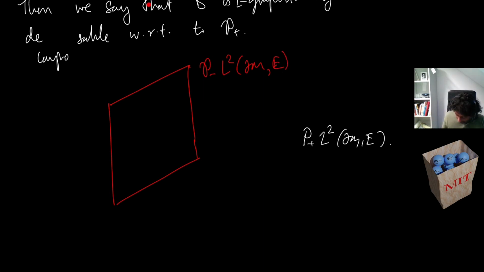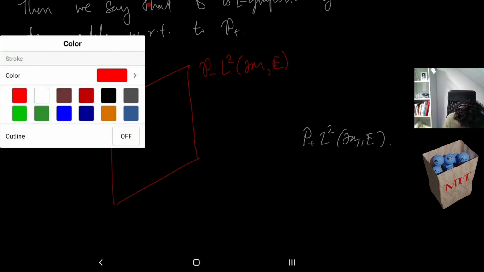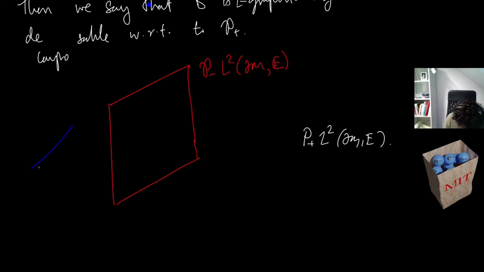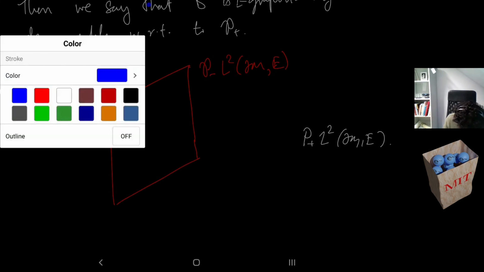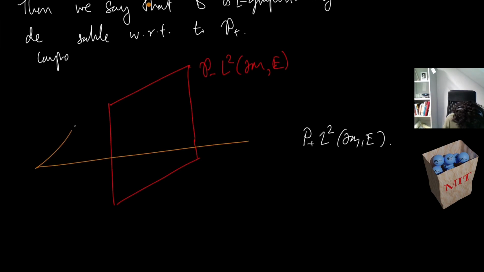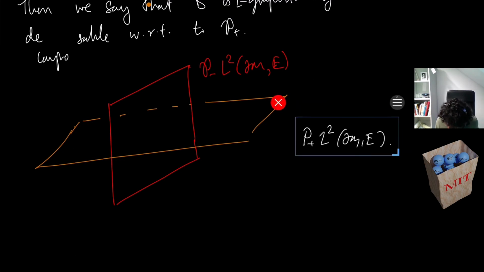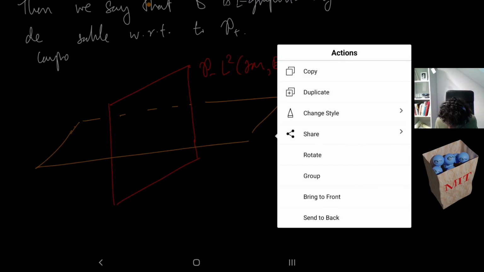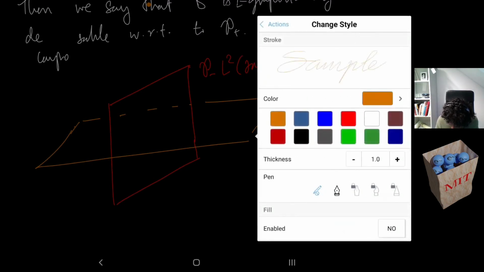Okay, and now let me use blue, I guess, to draw. Oh, it's not a regular blue. That's probably not good either. And let me draw. So this is my P plus. So color, style, color. Okay.